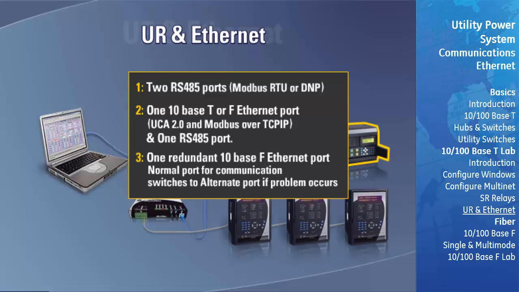For this configuration, the relay typically uses the normal port for communication and will automatically switch to the alternate port if the relay detects a problem with the normal port. Once the normal port is healthy again, it will automatically switch back.